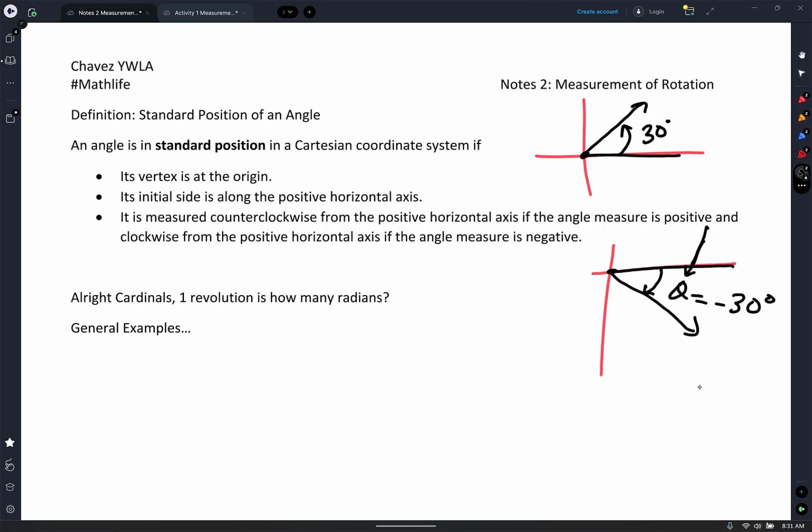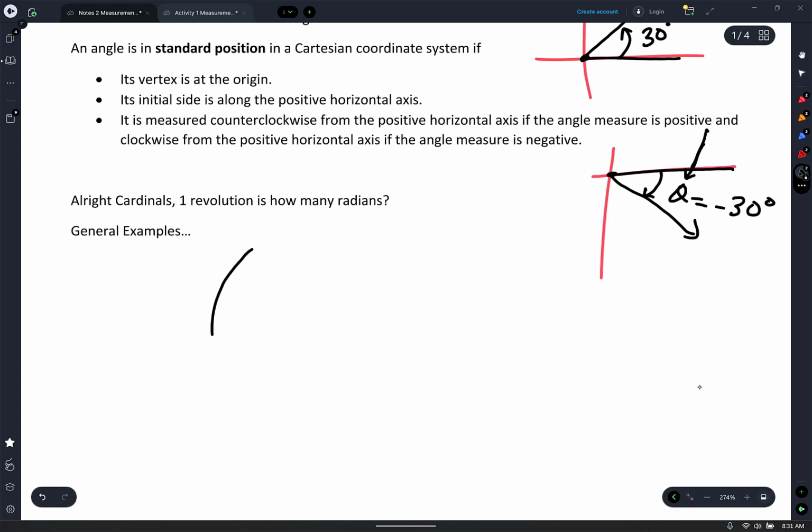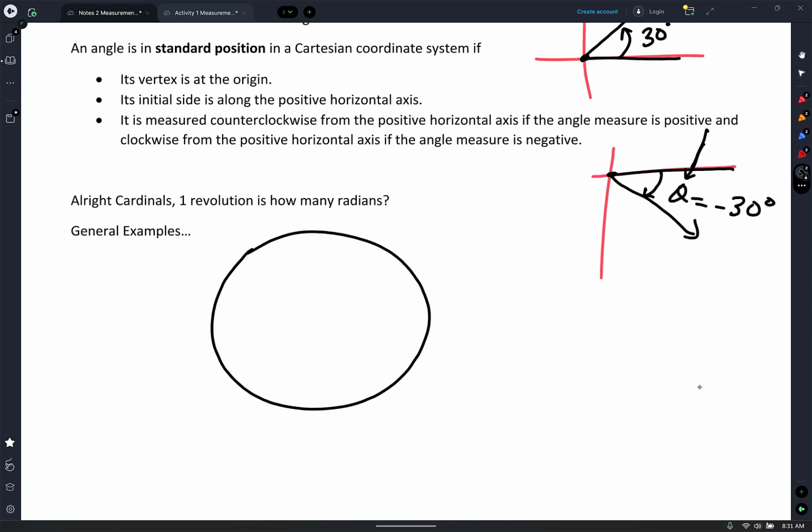Okay, so, cardinals. One revolution is how many radians? When you guys were in geometry, you studied circles. The circumference of a circle was 2 pi times radius. So that is how you calculate the circumference of that circle. If this was a wheel, 2 times pi times your radius will tell you how far you travel if you do 1 revolution. Does that make sense? So 1 revolution is 2 pi radians.